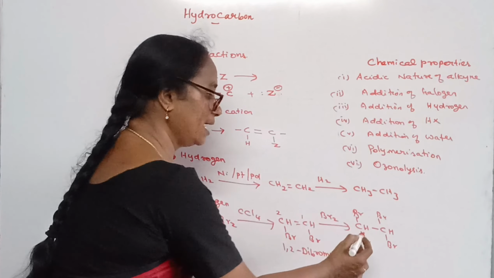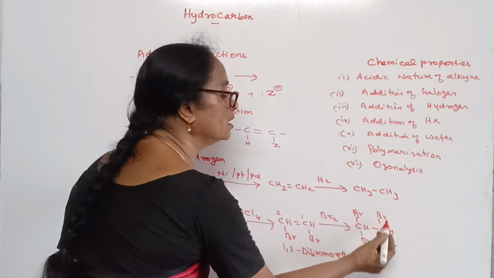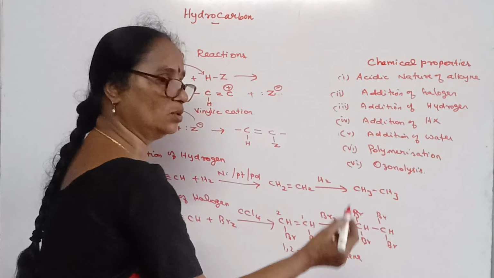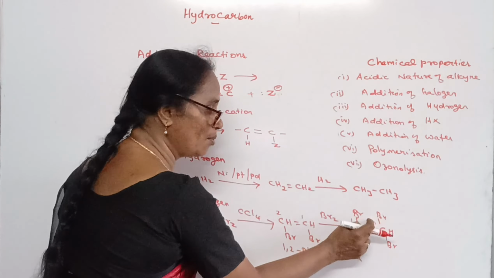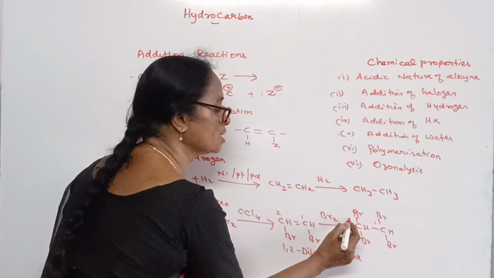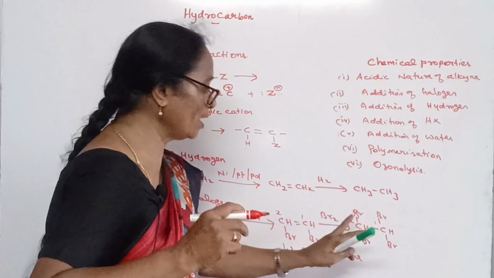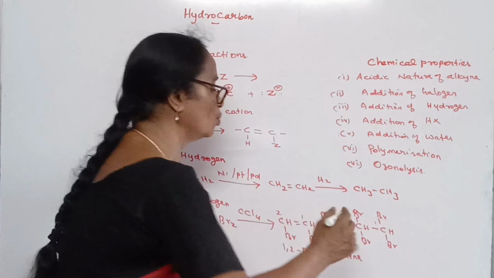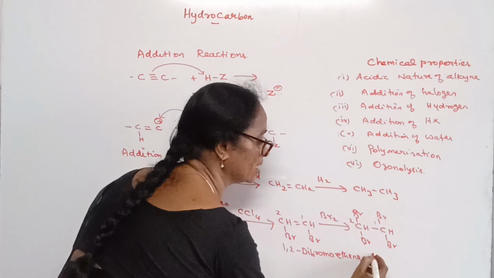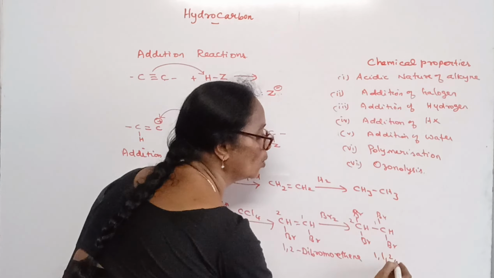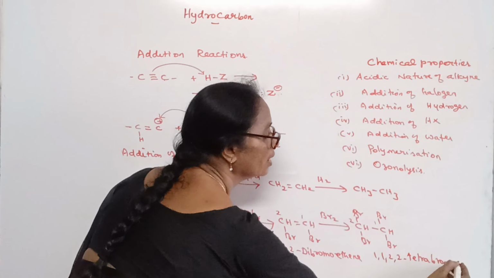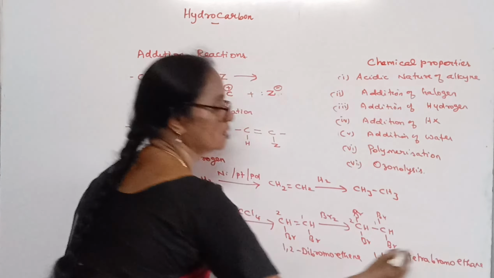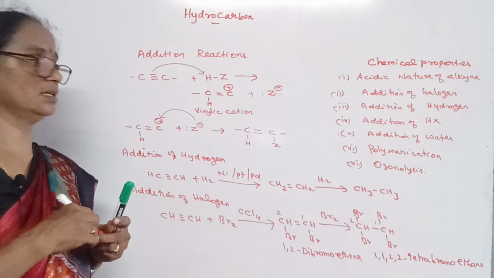But in the last case, it becomes a saturated one and the 2 bromine atoms are bonded to the same carbon. So this is 1, this is 2. So 1, 1, 2, 2-tetrabromoethane because of saturation. So this becomes 1, 1, 2, 2-tetrabromoethane. So this is addition of halogen.